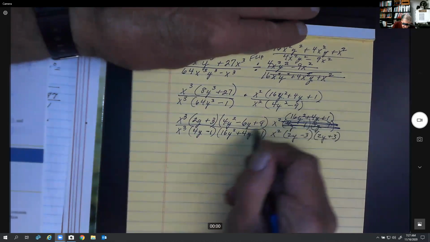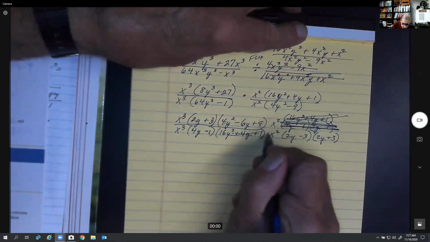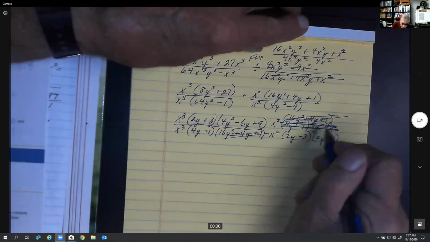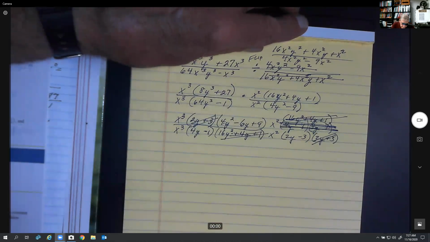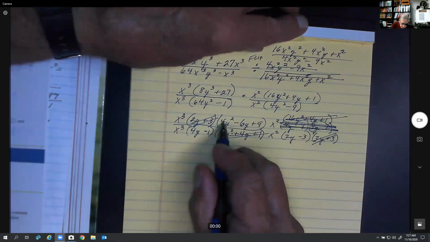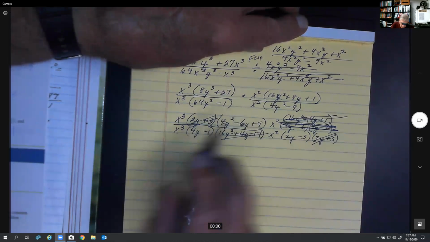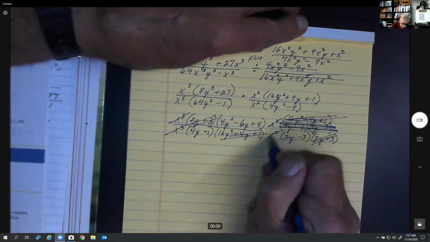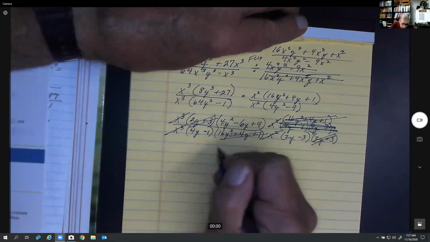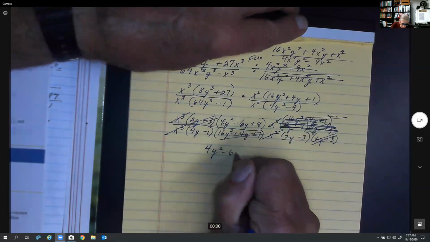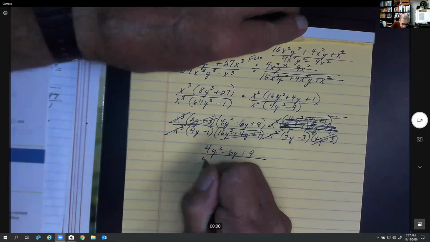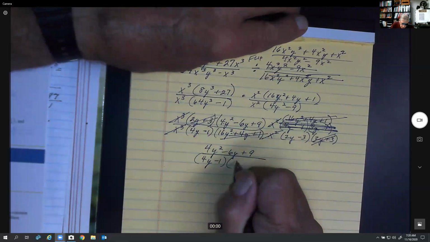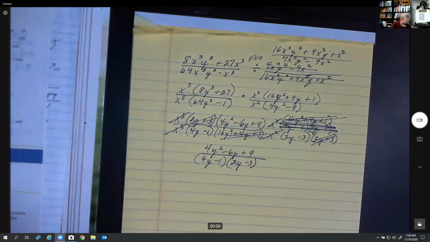And see, this large trinomial will cancel out this trinomial. 2y plus 3 cancels out the 2y plus 3. This looks like it would factor some more, but this would have to be a 12 for this to factor. So I think that's all we can do. Now, these x cubes cancel out x cubes, and x squares cancel out x squares. So my final answer is going to be 4y squared minus 6y plus 9 over 4y minus 1 times 2y minus 3. And that's what I'm going to call my final answer. Let's double check it, and that is the correct answer.